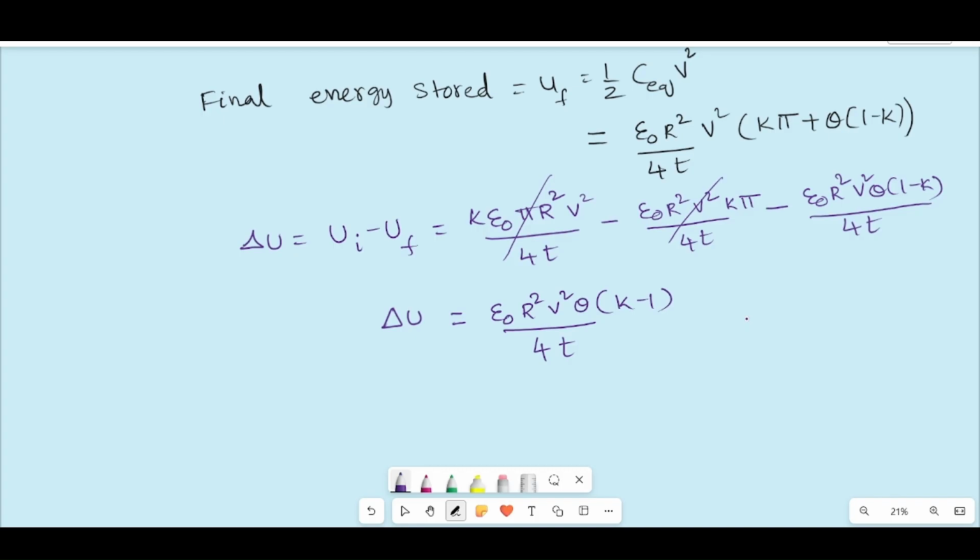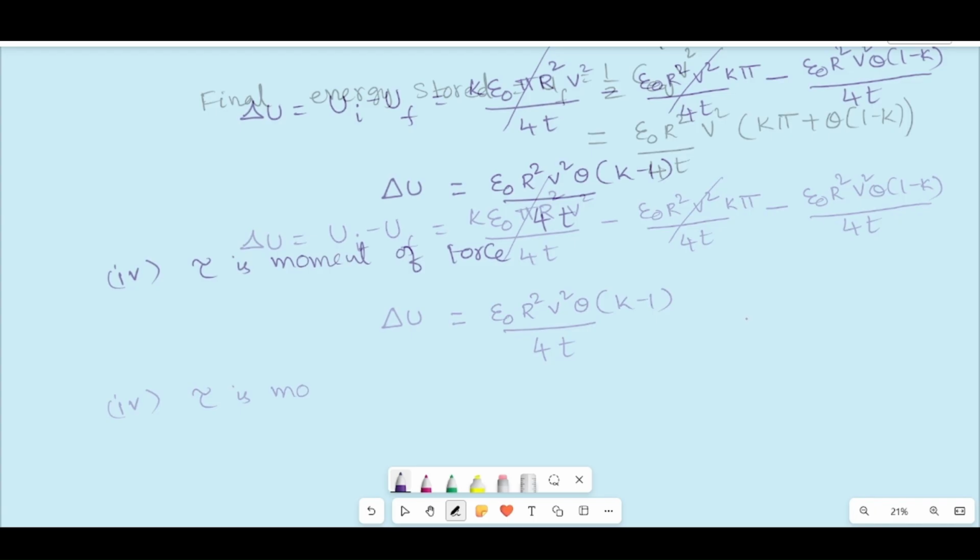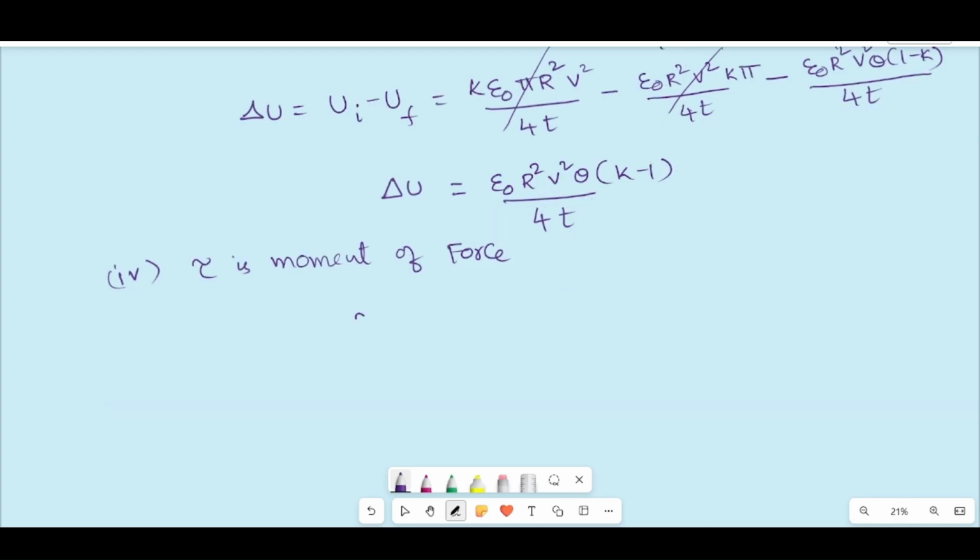The next thing we should find is the moment of force. Let us take tau as the moment of force. According to rotational mechanics, tau times theta is equal to the change in energy. If you substitute that delta U here and cancel theta on both sides, the final moment of force equation is epsilon naught r square V square into (K minus 1) by 4t.